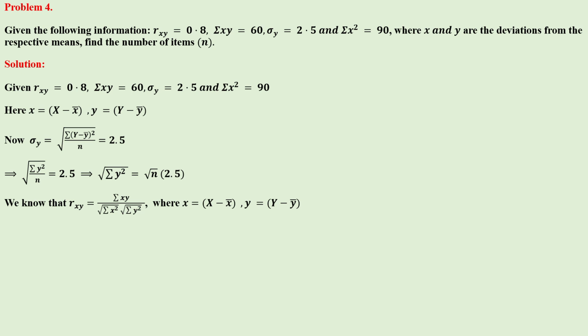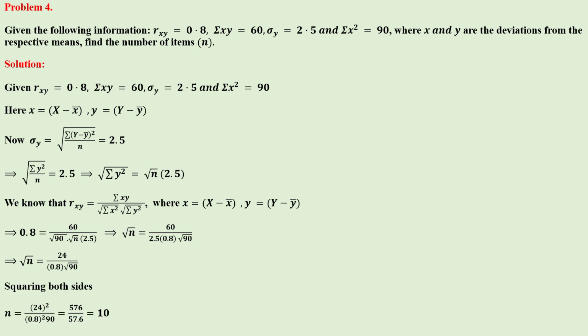That is the formula. So substituting all the values, 0.8 is equal to sigma xy 60, that is given. Then sigma x square, that is also given, 90, root of 90. Then root of sigma y square is root n into 2.5. So taking root n to the left hand side, it is equal to 60 by 2.5 into 0.8 into root 90. So root n is equal to 24 by 0.8 root 90. Squaring both sides, you will get 576 by 57.6, that is equal to 10. Thanks.